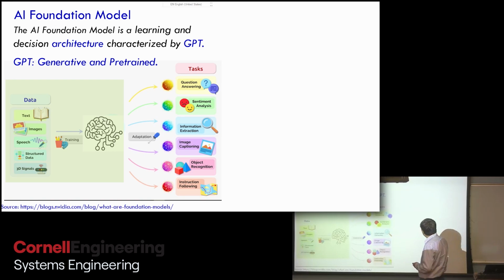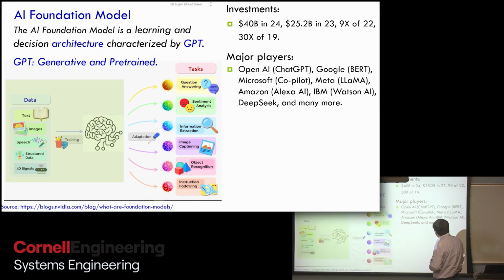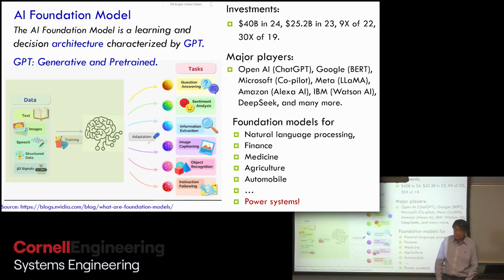Now, why is this particular architecture so interesting? As you can see, the amount of investment in developing foundation models is growing at an incredible speed. $40 billion in 2024, $25 billion in 2023, and only $9 billion in 2022. You can see so much money invested in something like this. All the major players are in this game to build the foundation model as the primary engine for AI applications. You can find foundation models in all kinds of applications: obviously natural language processing, finance, medicine, agriculture, including power systems. So this is extremely widely applied.